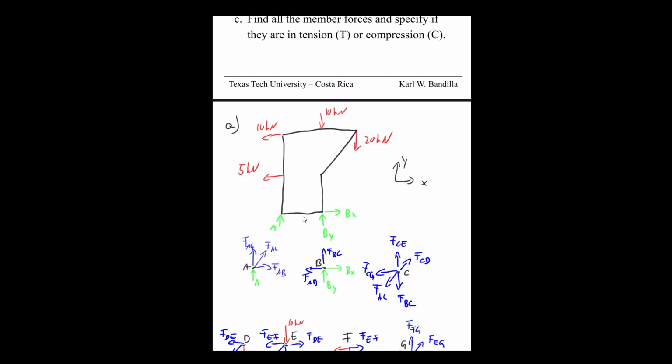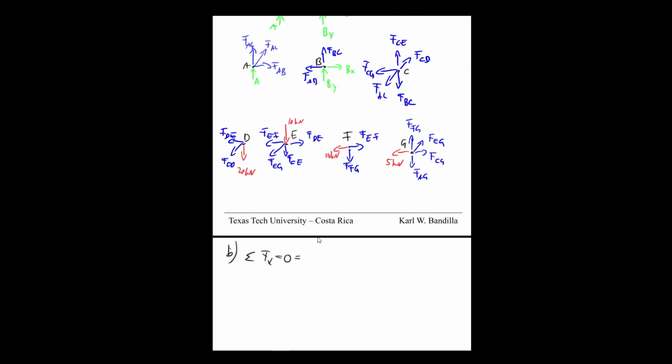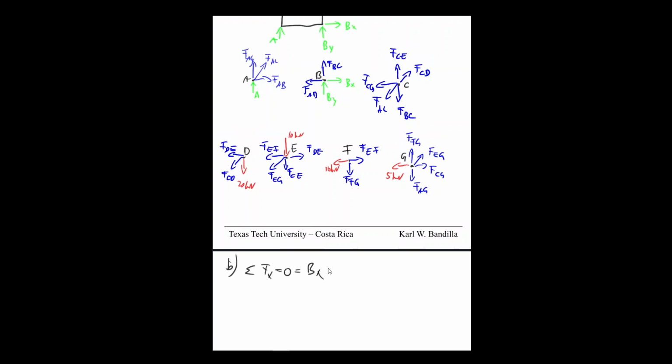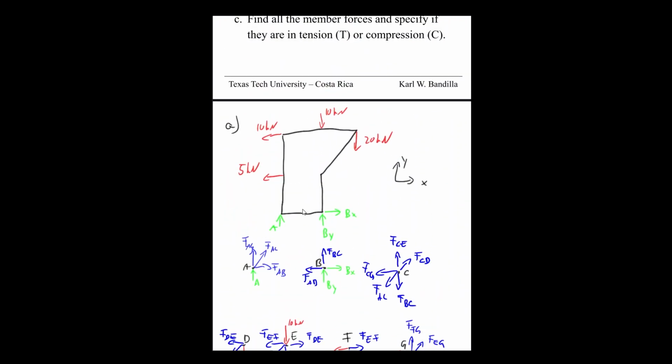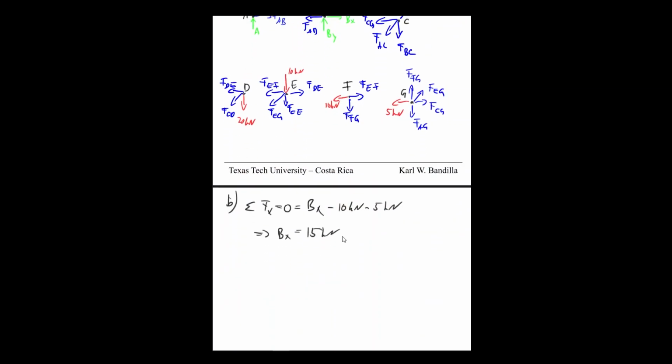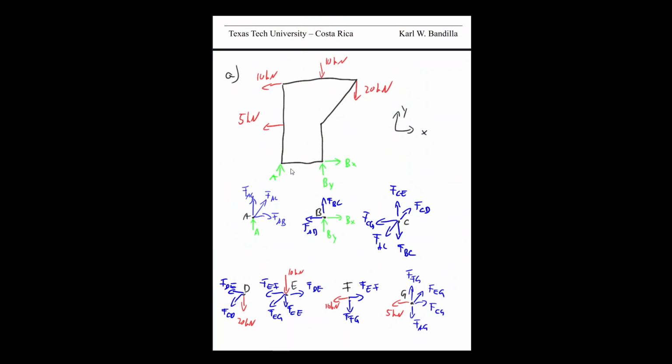And we have Bx positive, and then we have 10 and 5 negative. So minus 10 kilonewton minus 5 kilonewton. That means Bx is equal to 15 kilonewton. And let's say we had Bx to the right, it's positive, so it is going to the right. Let's just indicate that right there.